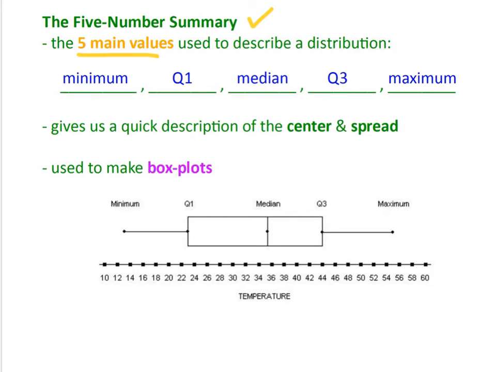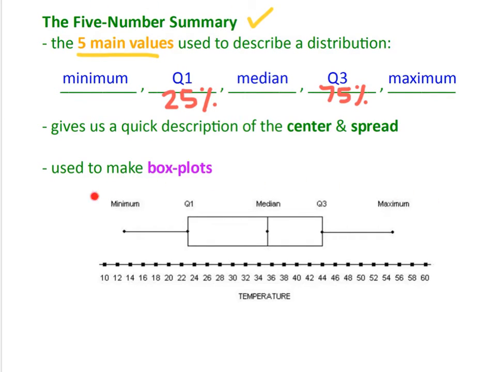If we think about a quartile, think about a quarter. A quarter is 25 cents, so Q1 is the 25th percentile. 3/4 would be 75%, or the third quartile. So quartile is the same idea. Box plots give us a quick description of the center and spread, which is really helpful when analyzing a distribution. And the 5-number summary is used to make box plots.